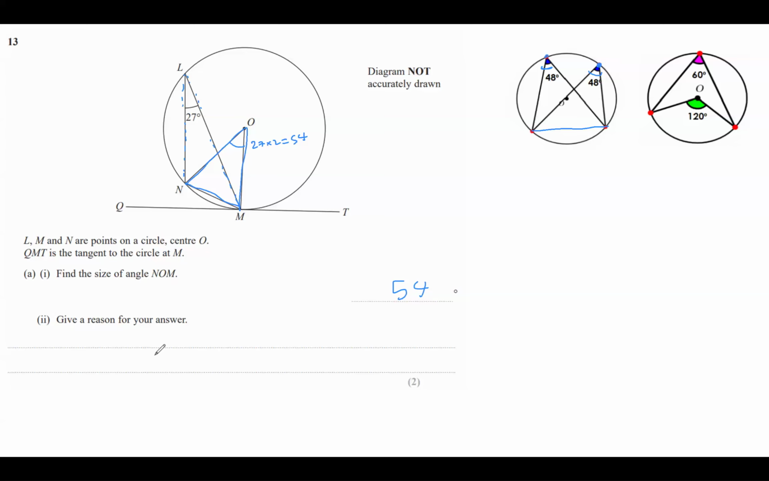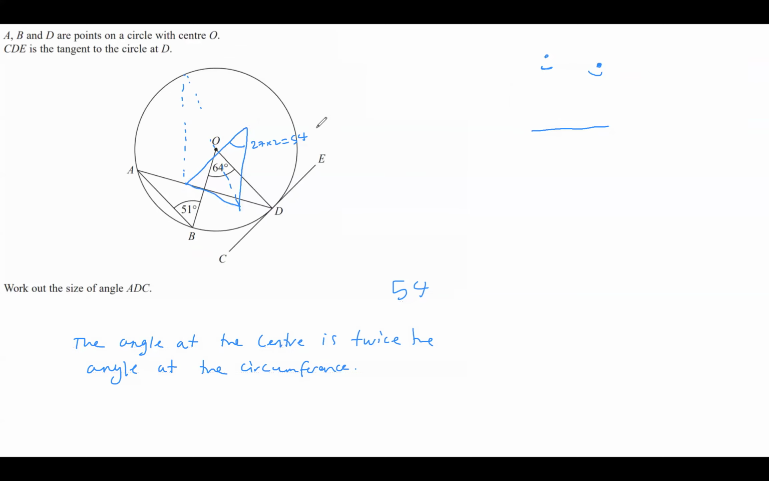a reason for your answer, and that is going to be the angle at the center is twice the angle at the circumference. And that's nice, 2 easy marks there. But we can apply this to harder problems. So let's have a look at this one.